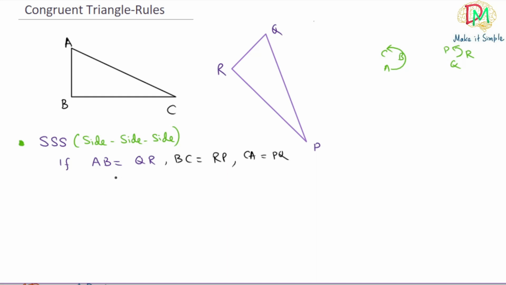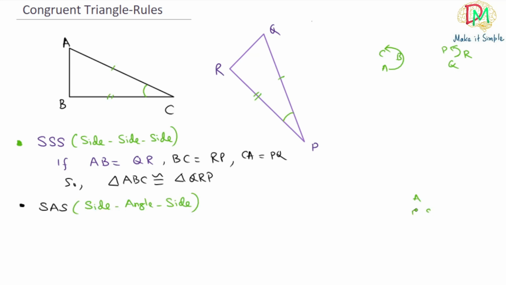Then you can write this, which will be given. So triangle ABC, follow the orientation and the sequence, is congruent to triangle QRP. Here A, B, C, and here we write Q, R, P. Clear?